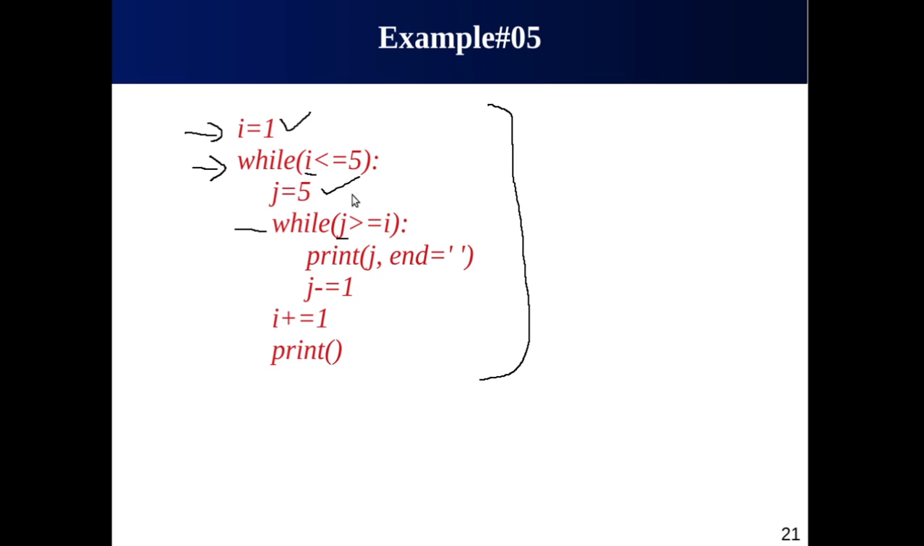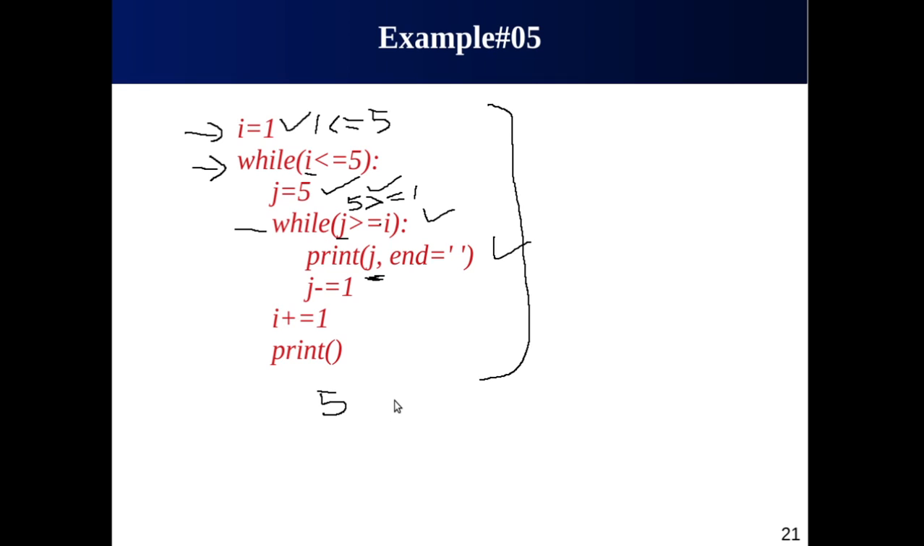What will happen here? First, it will check the condition: 1 is less than or equal to 5. Yes, true. So it will execute this statement. The initial value of j is 5. Check the condition: 5 is greater than or equal to i. Yes, 5 is greater than or equal to 1. So it will display this statement, which is actually inside the body of the inner loop. It will display the current value of j. So the current value of j is 5, followed by this end parameter, which means stay on this line.